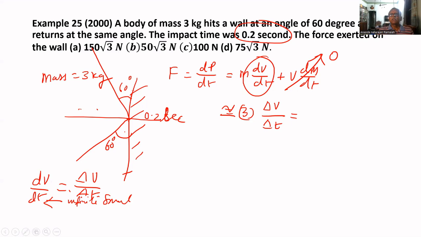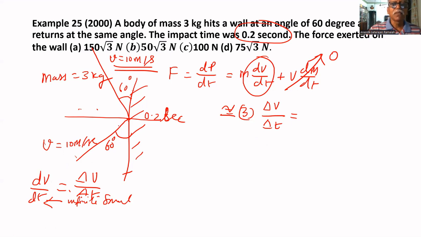A body of mass 3 kg hits a wall at an angle of 60 degrees and returns at the same angle. The diagram is not given. Sorry, the diagram is there in the question. There it is written V equal to 10 meter per second, and that's why I'm worrying. It is in the diagram. So we have to find the change in velocity. It hits at 10 meter per second.